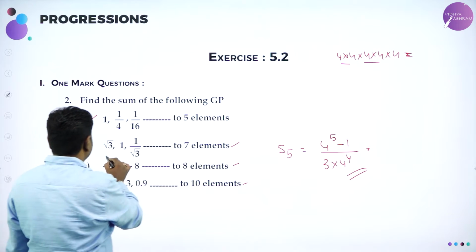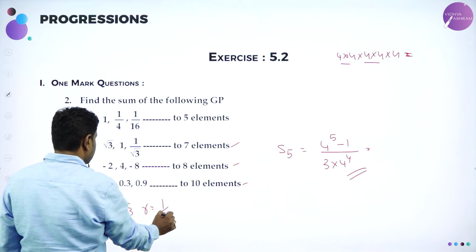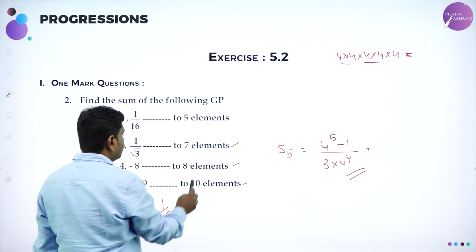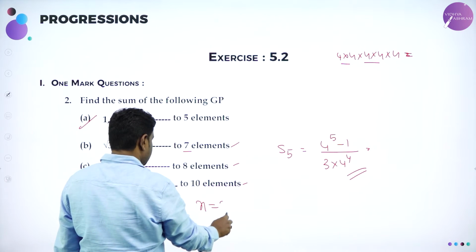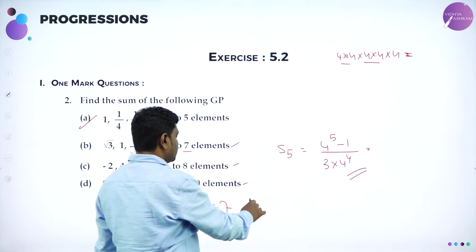Solve the same. Here, what is A? Root 3. What is R? 1 by root 3, the common ratio. And they want you to find the sum of 7 elements. N is what? 7. So you have A, R, and N with you. So what is the Sn formula?